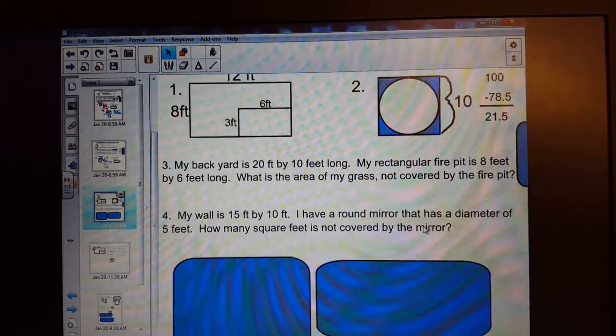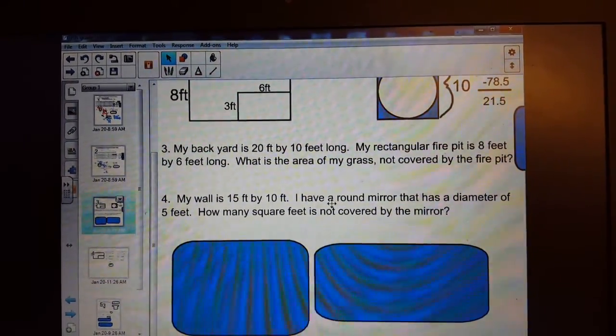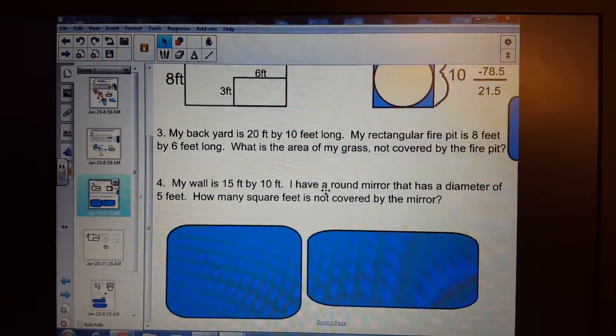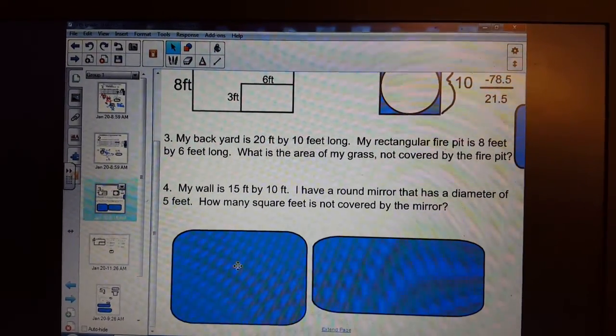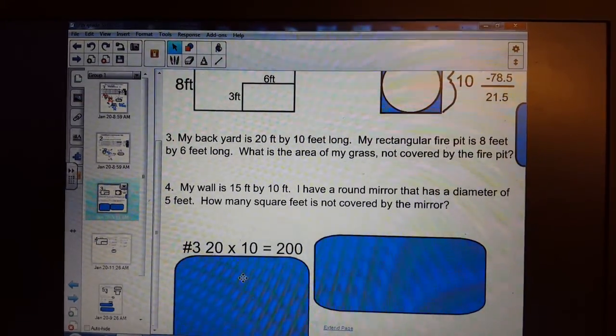For number 3, my backyard is 20 feet by 10 feet long. My rectangular fire pit is 8 feet by 6 feet long. What is the area of my grass not covered by the fire pit? Find the area of my backyard.